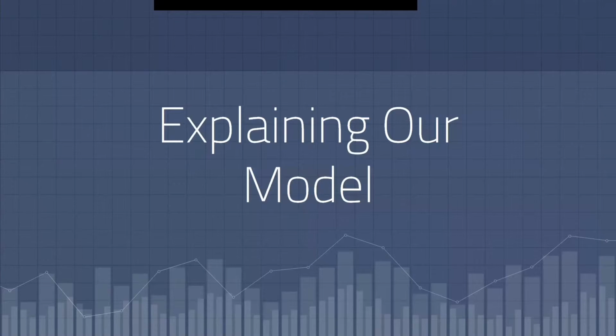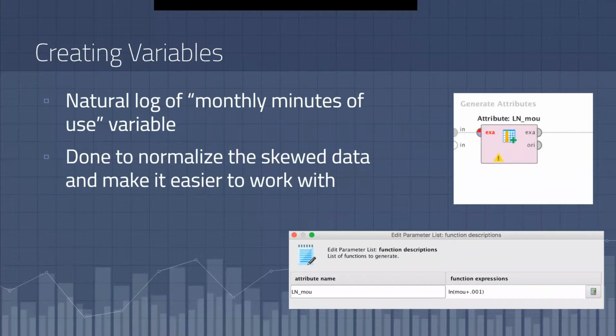So now that we picked the model, here's some things that we did to make it work. We had to create a variable, the natural log of monthly minutes of use variable. We did this to normalize the skewed data and make it easier to work with, since the median was significantly less than the mean for this set of data. We didn't feel the need to create other variables due to the existence of the 90th percentile and single column dummy-coded variables that were already in the data set.